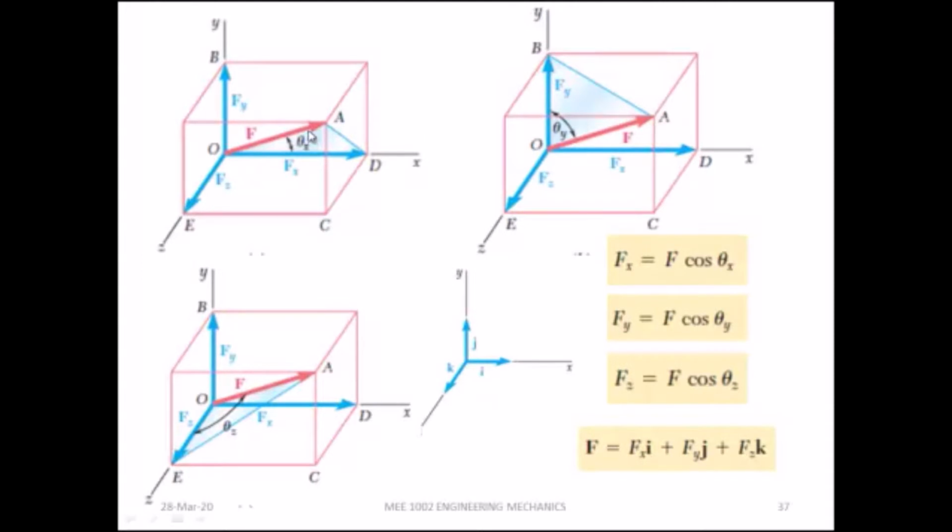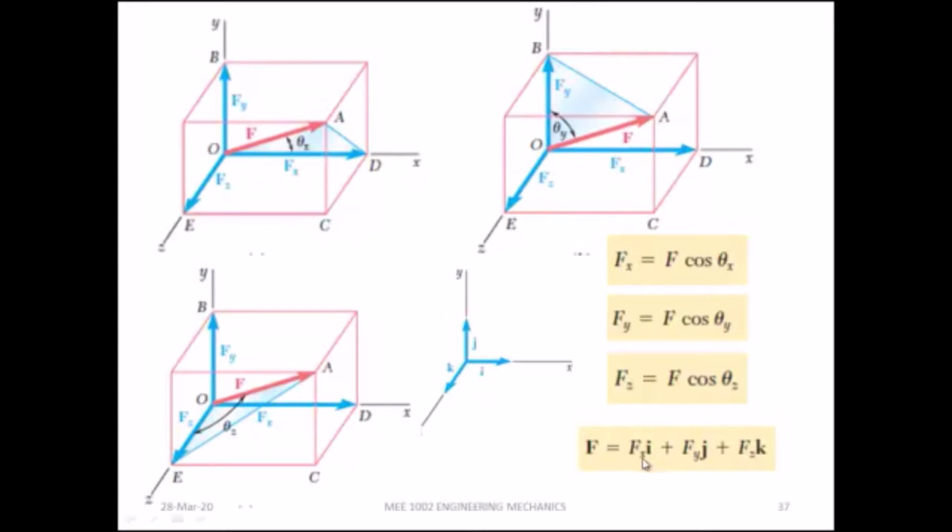We can also resolve this force directly using the angle. So theta x is the angle of this force to the x-axis. This is Fy and this is Fz. So if we resolve, Fx equals F cos theta x, F cos theta y is Fy, and F cos theta z is my Fz component.